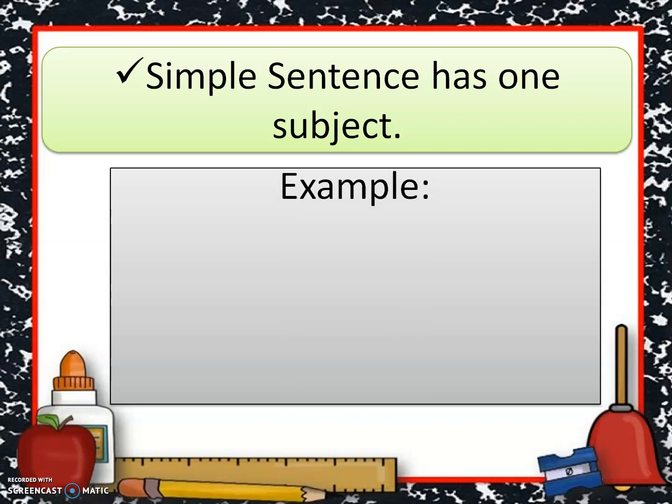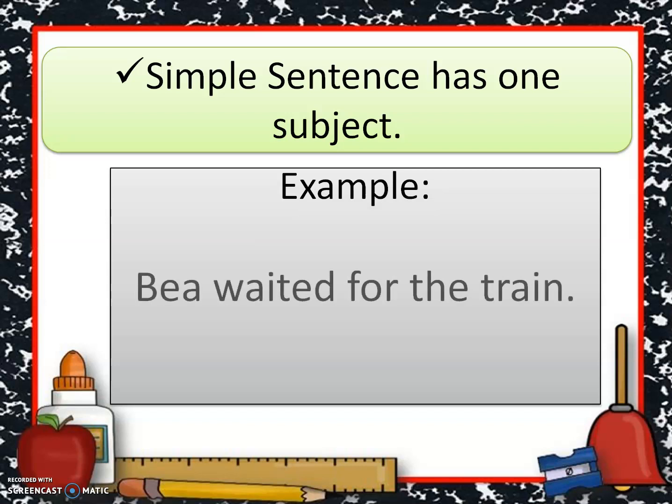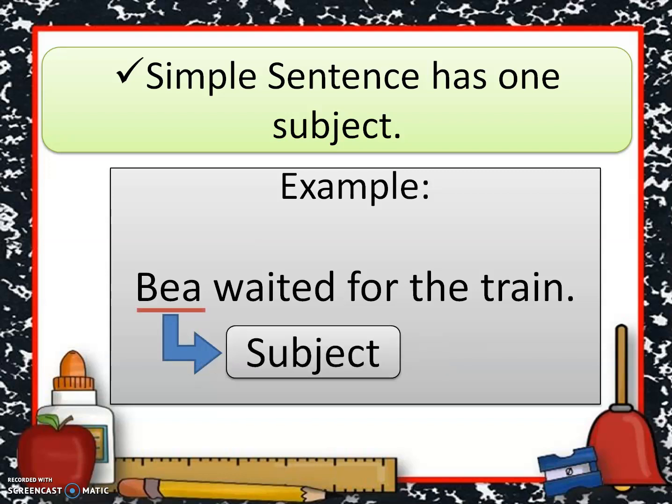Let's have an example. Bea waited for the train. What is the subject in this sentence? Very good. Bea is the subject in this sentence.